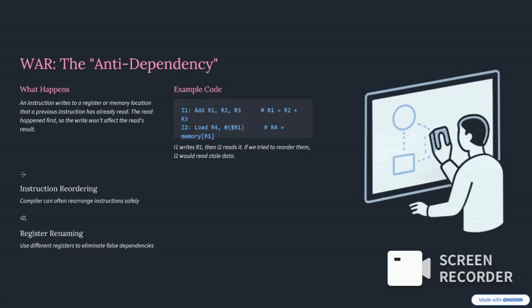But the good news is this problem can be solved. Two common techniques are instruction reordering, where the compiler arranges instructions to avoid conflicts, and register renaming, where the processor uses different registers internally, like giving a new name to avoid overwriting. This allows execution to continue smoothly without waiting. So overall, data dependencies are one of the key reasons why performance is not just about hardware speed. Understanding them helps us see how programs actually behave inside.